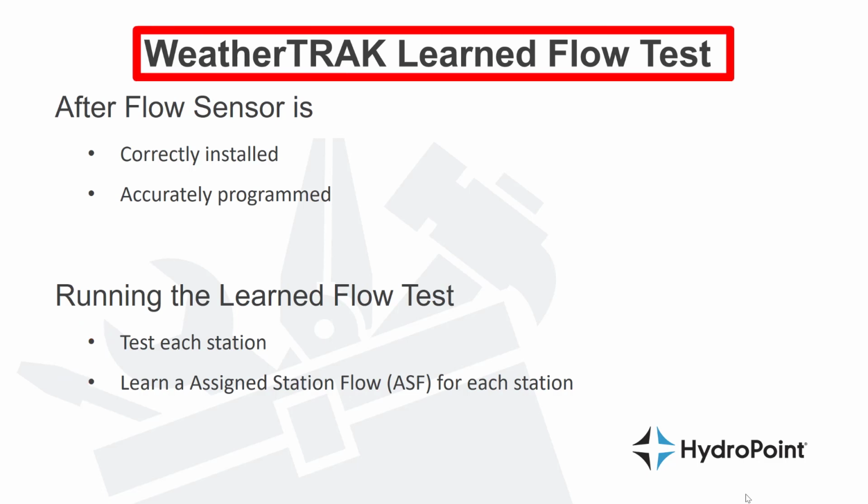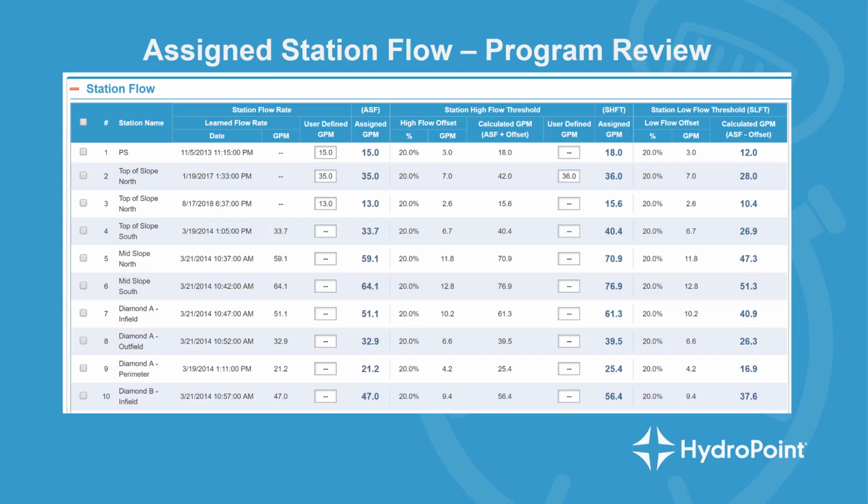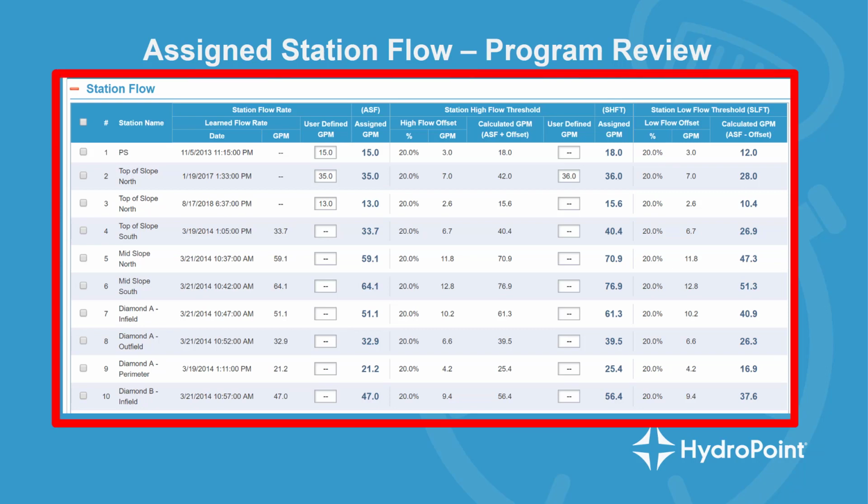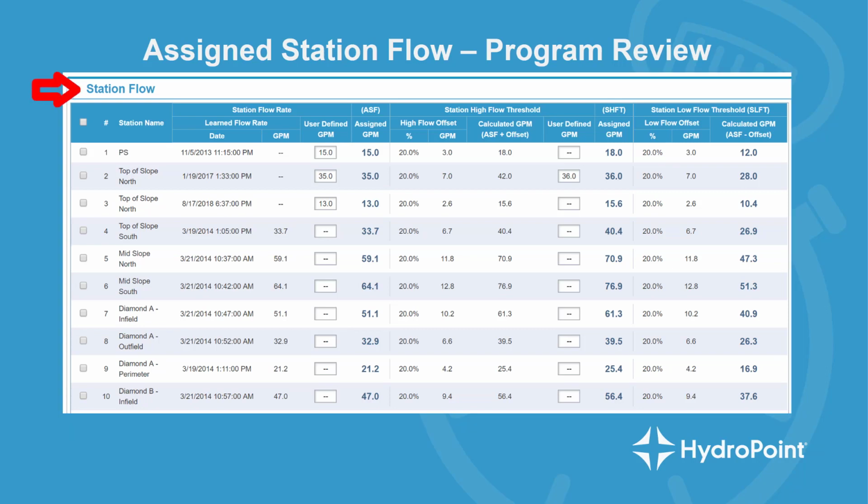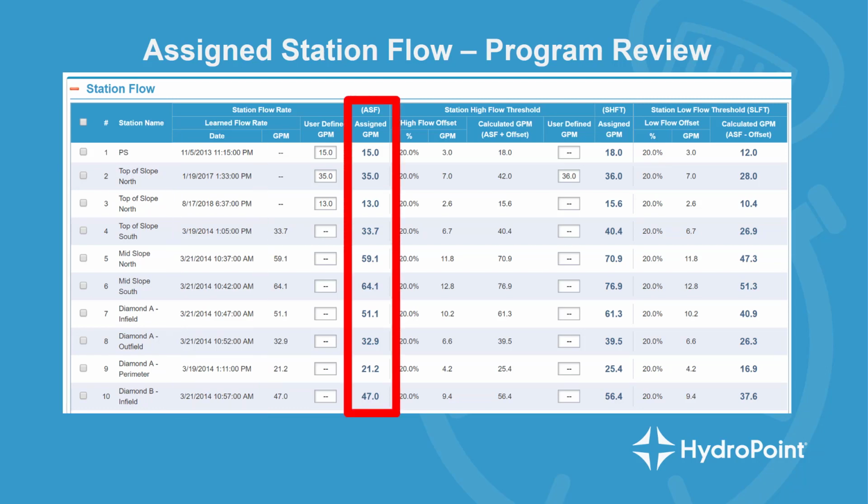In other words, the WeatherTRAK Learn Flow test determines how many gallons per minute to expect out of each station during normal irrigation. Once the Learn Flow test is complete, you can see the results on the WeatherTRAK.net program page under your station flow settings, where you'll be able to see the time and date that we learned the station flow value and what the ASF for each station is.